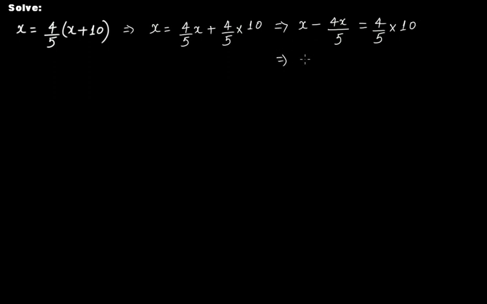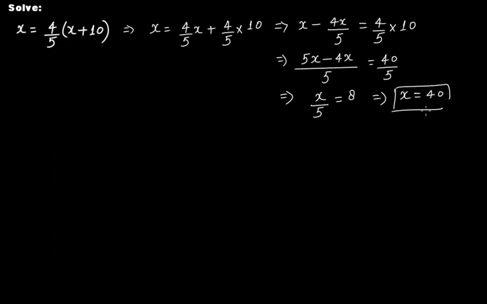So if you solve this, you get 5x minus 4x by 5, and this is 40 divided by 5. This gives you x by 5 is equal to 8, and this gives you x is equal to 40.